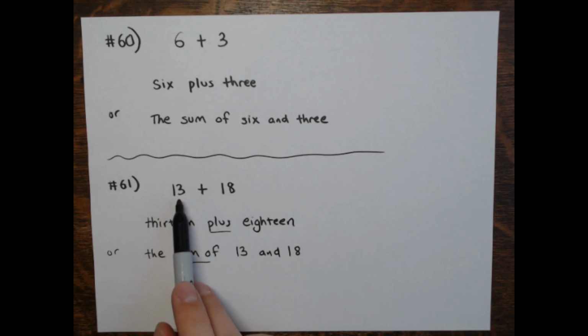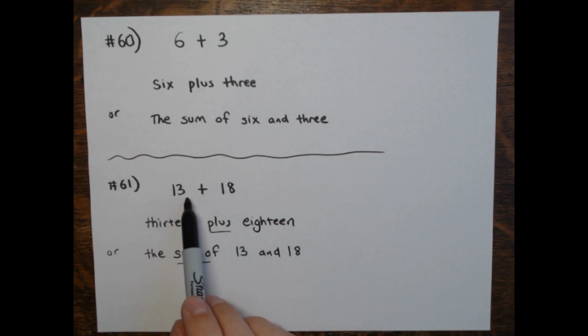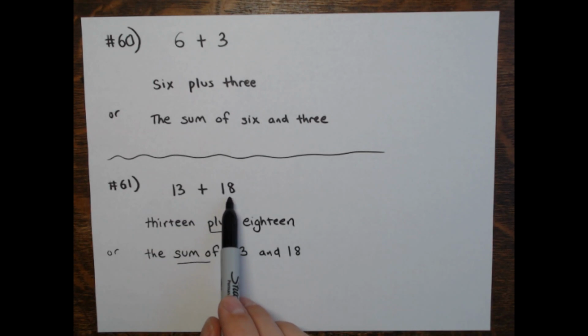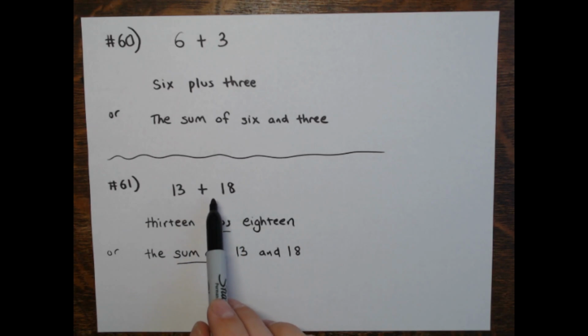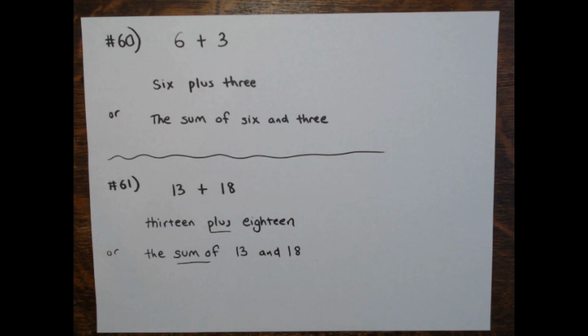The sum of plus, and again, I'll just say the other ones that are also representing addition. We could call this the total of 13 and 18. We could say this is 13 increased by 18. We could also say this is 18 more than 13, right? 13 plus 18. And again, there may be some other ones out there that mean addition as well, but just highlighting the ones from the text.